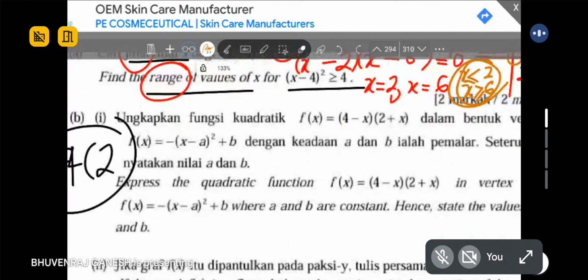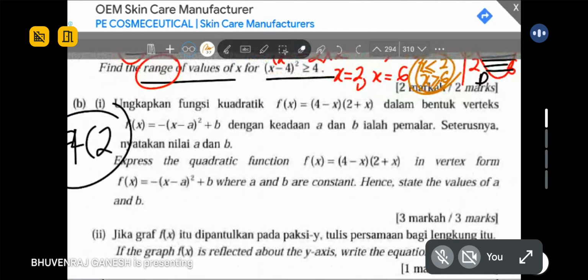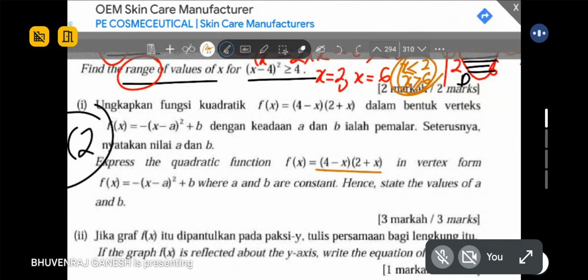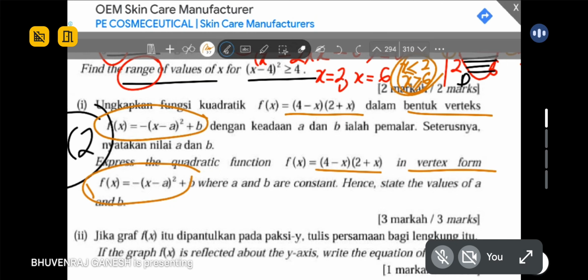Alright. Continue. Question number B1. Okay, so they ask you to express in vertex form. Kamu kena ungkapkan yang ni dalam bentuk vertex. So guys, vertex form. How to get vertex form? Macam mana dapat? What is the method we use? Apa kaedah dia?